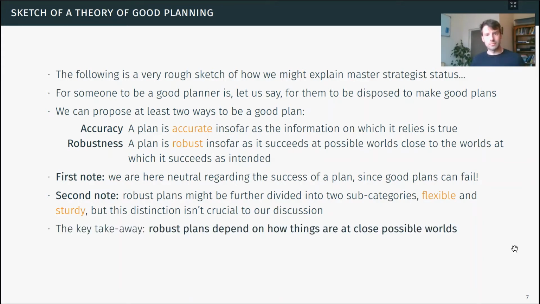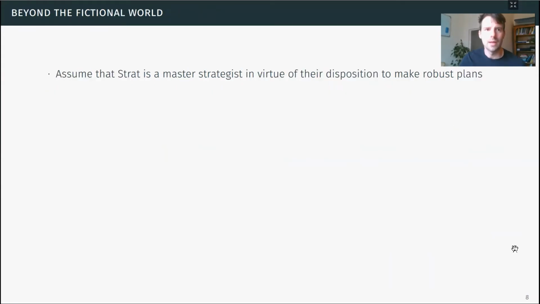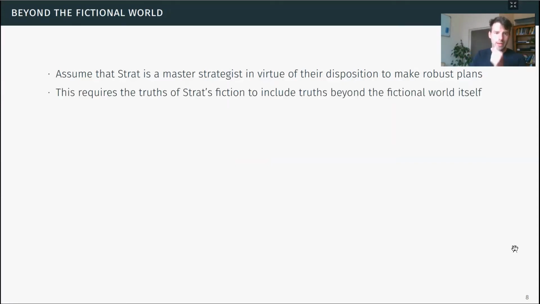Now, the key takeaway from this comes from the notion of a robust plan in general. And it comes from the idea that robust plans seem to depend on how things are at close possible worlds. So that's what I'd like to take forward from here. Now, I'm going to assume from now on that Strat is a master strategist in virtue of their disposition to make robust plans. Now, this requires something. If this is a fictional truth, that they're a master strategist in virtue of this feature, it requires the truth of Strat's fiction, it seems, to include truths that go beyond the fictional world itself.